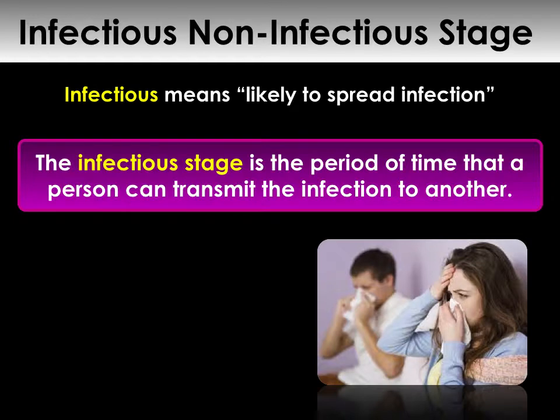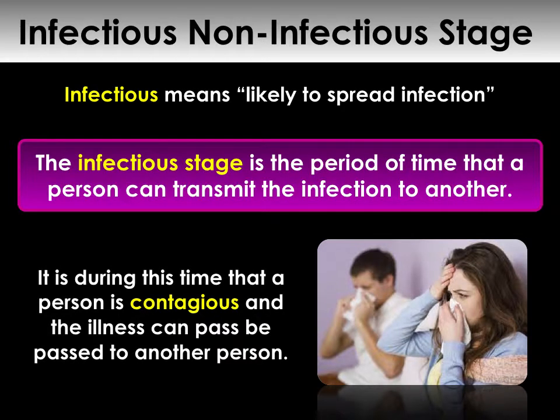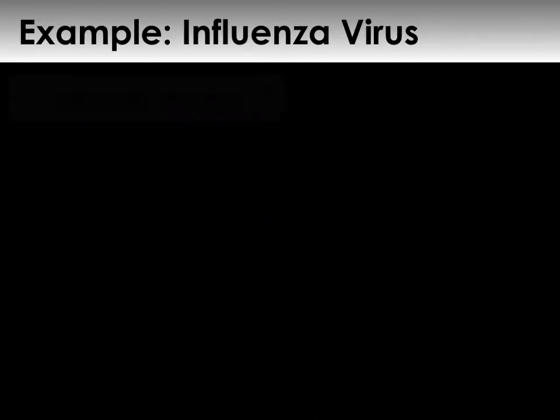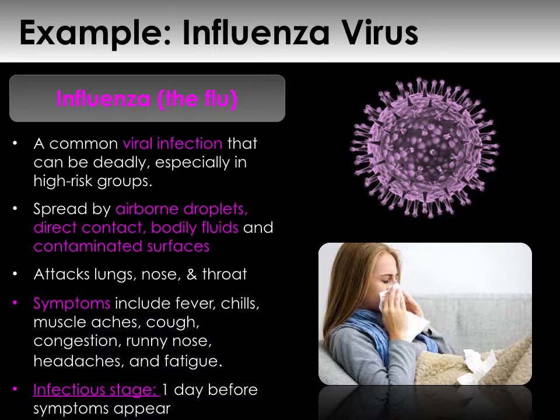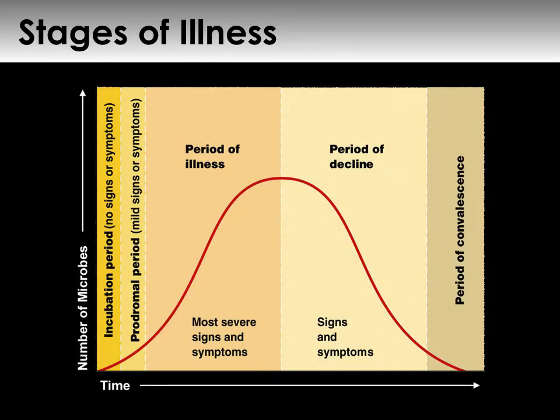The infectious stage is a period of time that a person can transmit that infection to another. During this time, the person is considered contagious, and the illness can be passed from one person to another. An example is with the flu. As I mentioned earlier, the infectious stage begins one day before symptoms appear. There are a series of different stages of illnesses.